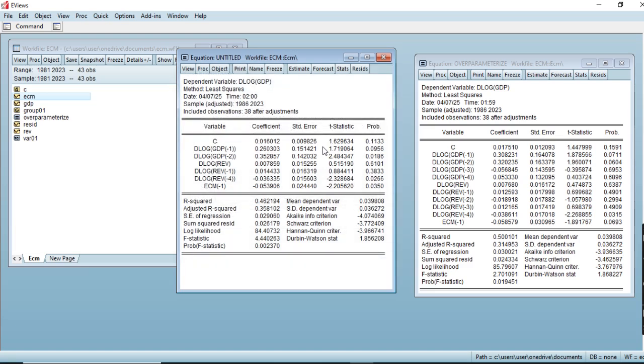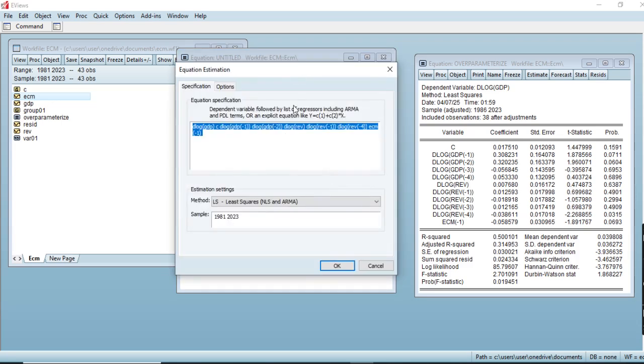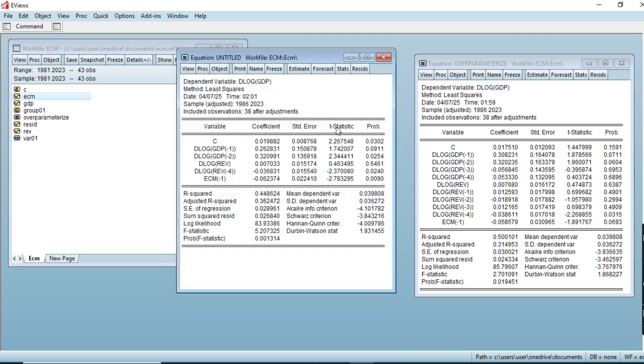Okay, good. Now we see the ECM is significant, but we still have revenues that are not significant. We have to trim them out to make sure we get significant figures. Revenue, we take revenue out, press OK. Oh, we still have one that is not significant.